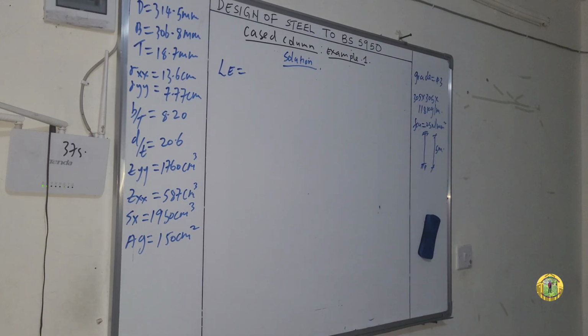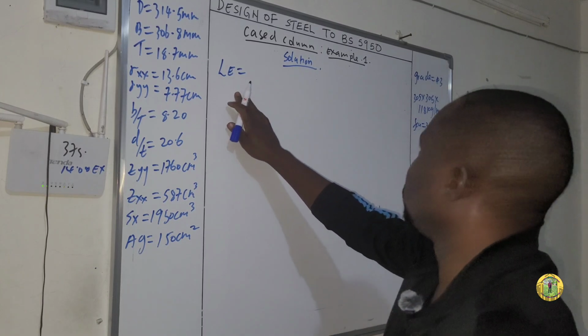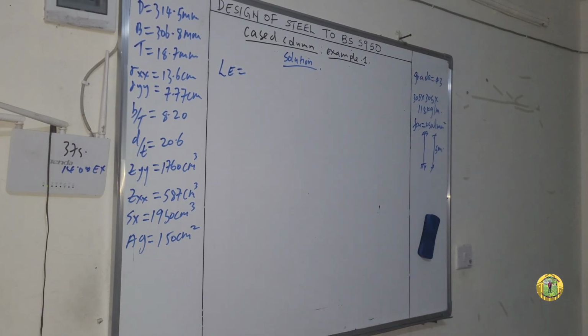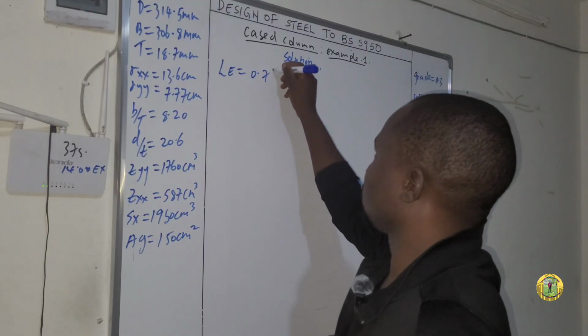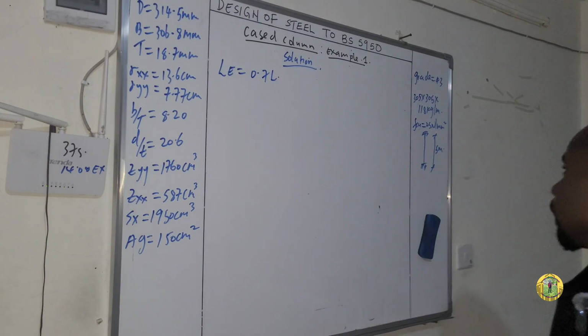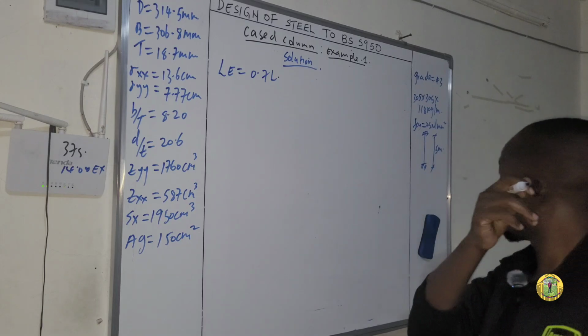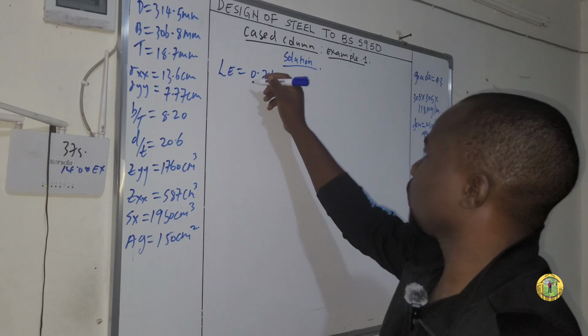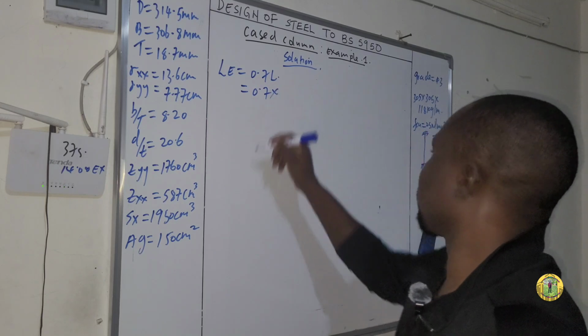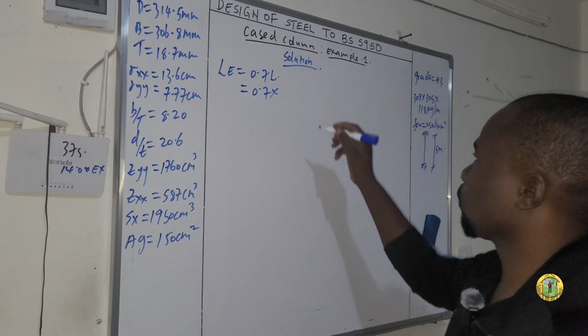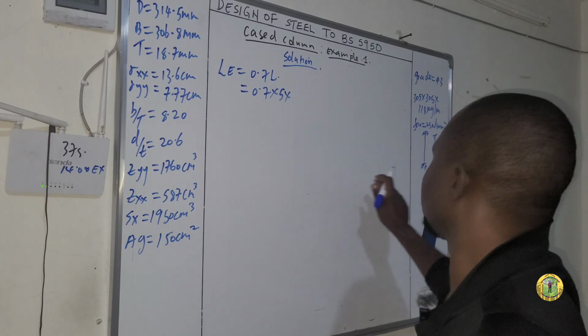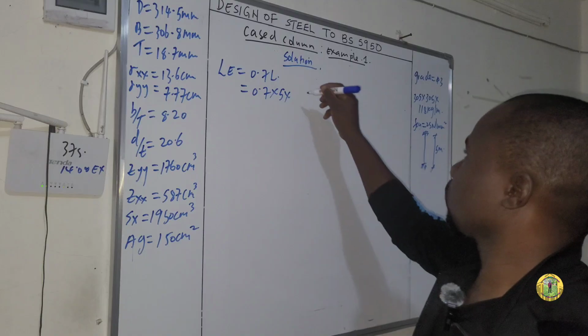Before you proceed to slenderness ratio, let's calculate the LE, which is the effective length. The effective length, LE, will be given by this formula, 0.7 L, because it is fixed at both ends. So LE is equal to 0.7 times L. L is 5 meters, so times 5. Convert the 5 meters into millimeters, so times 1,000.